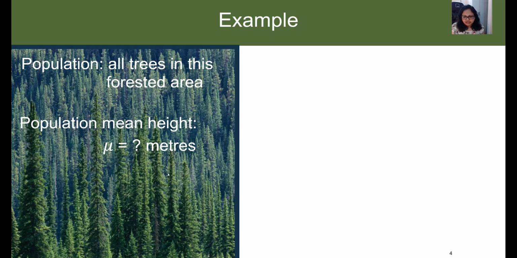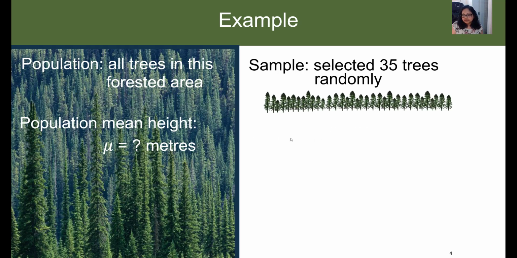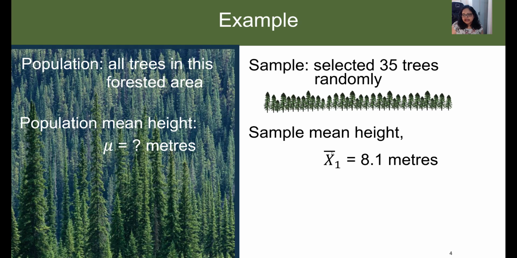If you take a sample, let's say I take a sample of 35 trees from this forested area, randomly. Then we calculate the mean of all these 35 sample trees, and we found a mean of 8.1 meters maybe.